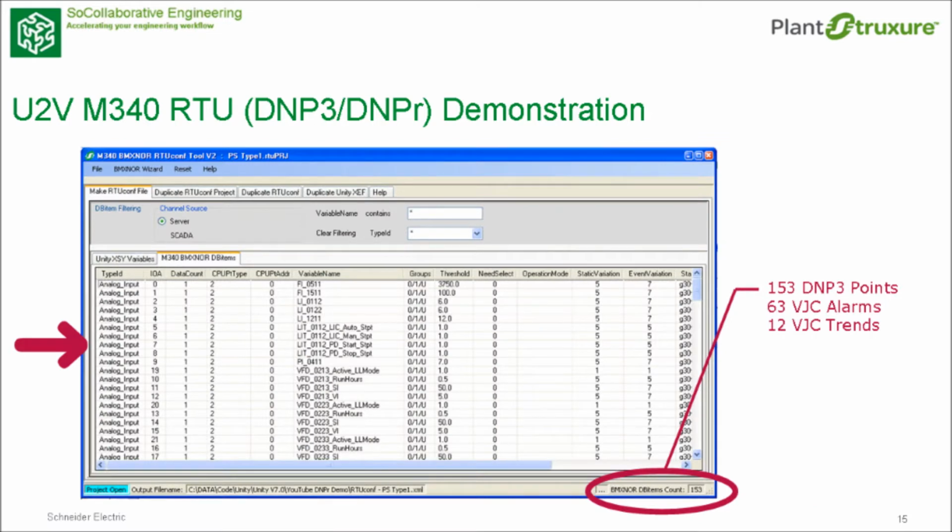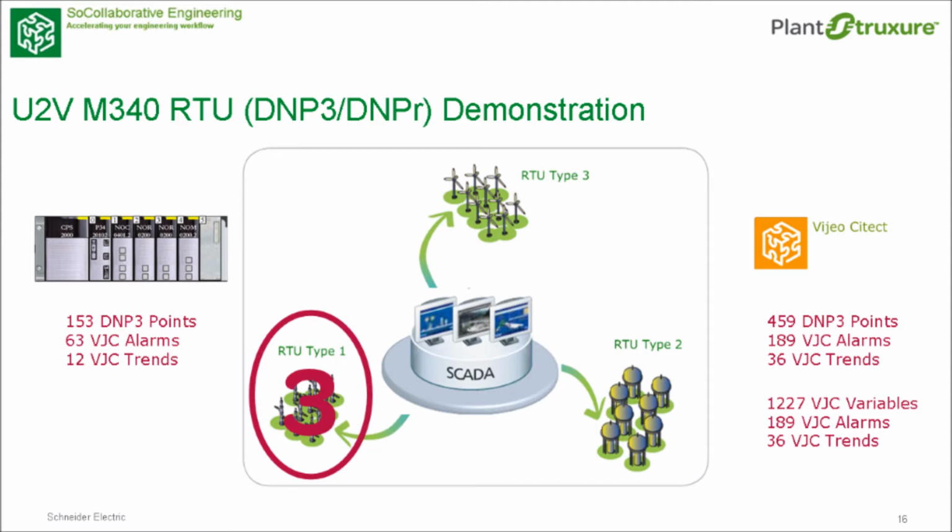The assumed validated Type 1 RTU has 153 DNP3 points, 63 alarms, and 12 trended analog values. After the 3 RTU Type 1 instances are created, there will be 1,227 Vijeo Citect variables, 189 alarms, and 36 trends, which all will be automatically generated by the tools.